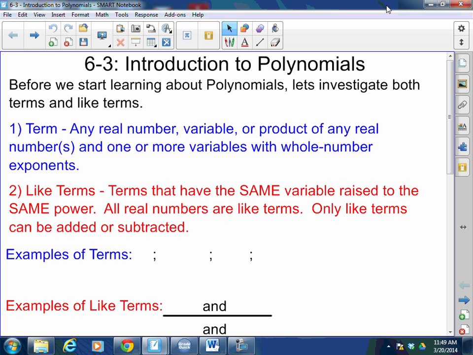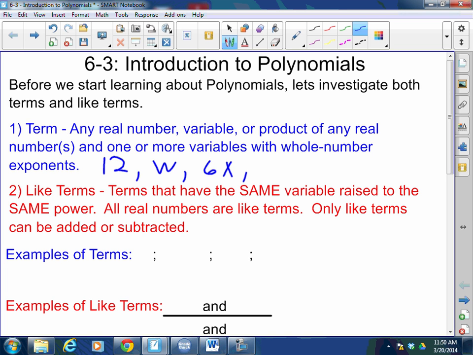Okay, some of you are shaking your head. That's good. A term. If you remember, a term is any number, variable, or product of any real number or numbers and one or more variables with whole number exponents. A term is just any number, variable, or the product of numbers and variables, like 12 or w or 6x or negative 3xyz cubed. It's just a number, a variable, or the product of numbers and/or variables.